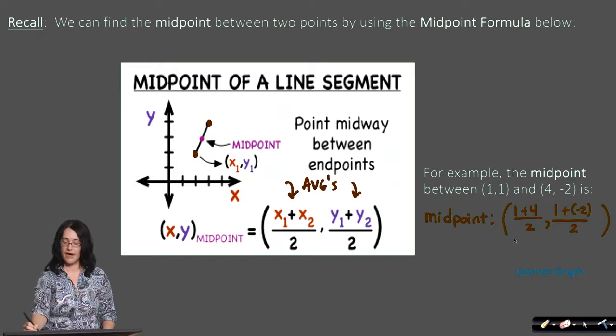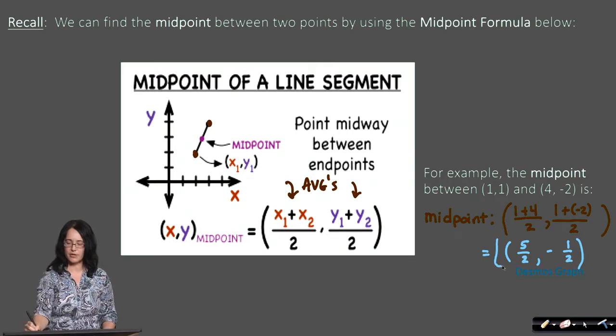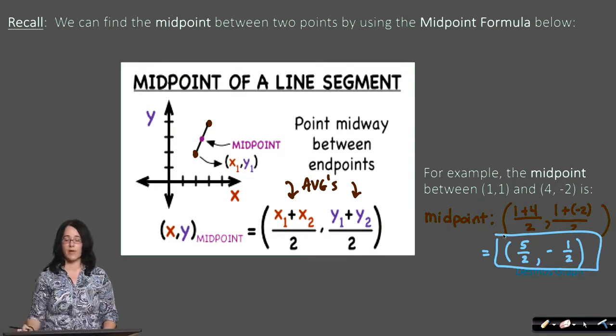1 plus 4 is 5, so 5 halves would be the improper fraction for the answer. And 1 plus negative 2 is really negative 1. So negative 1 divided by 2 is really a negative half, because a negative divided by a positive is a negative number. That's why I put the negative in front. So as far as the middle location, that is the answer as far as fractions are concerned.